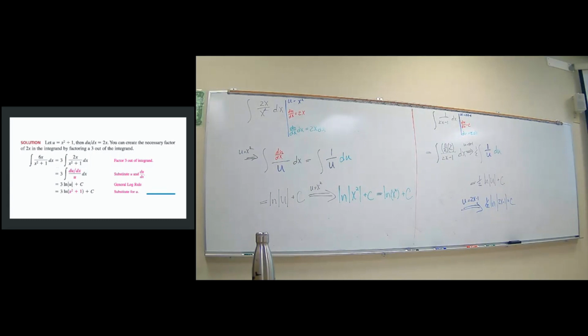So integrate 1 over u with respect to du. You get the ln of the absolute value of u times 3 plus a constant. Substitute u back in, and you get 3 times the ln of x squared plus 1 plus c. Now, why did they drop the absolute values here? It's x squared. Well, x squared is 0 or greater, so if you add 1 to it, it'll be 1 or greater. So absolutely, it's because of the x squared plus a positive constant.